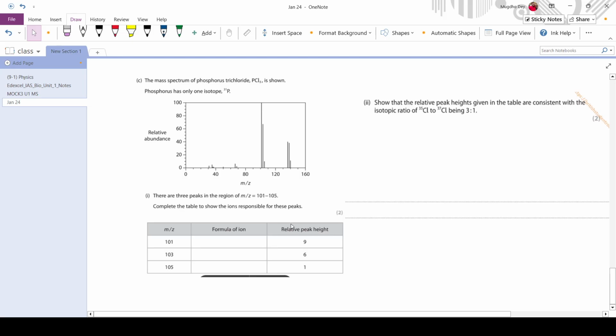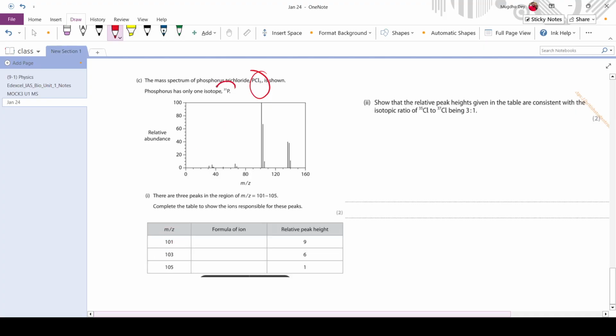They said here to complete the table to show the ions responsible for these peaks. Well, these are just combinations. You just need to find the combinations, isn't it? Like this is PCl3, right? So there are three elements being involved. So how will you do the summation?